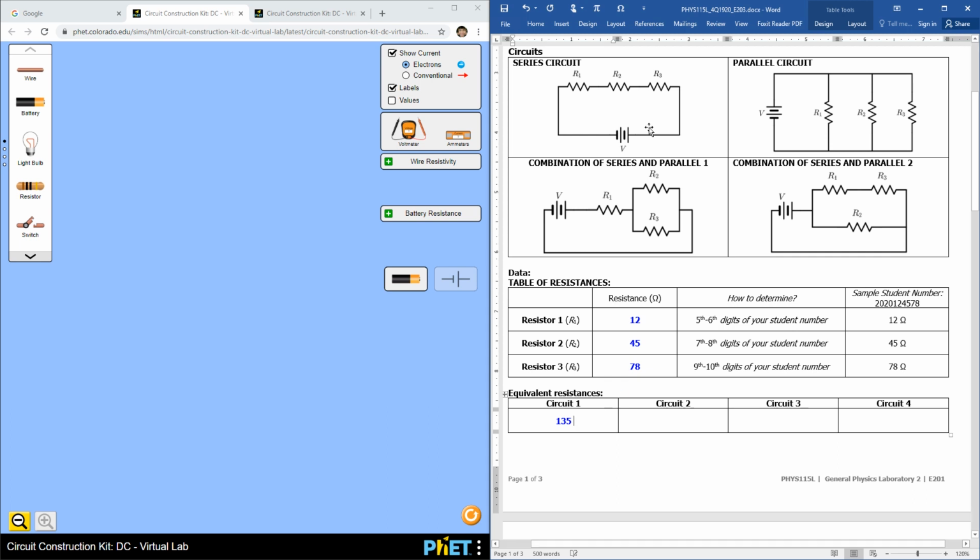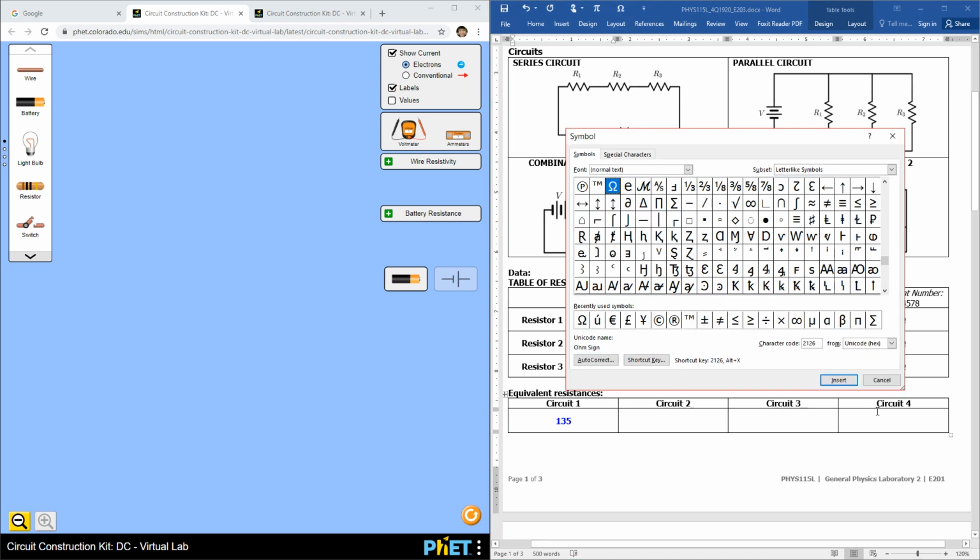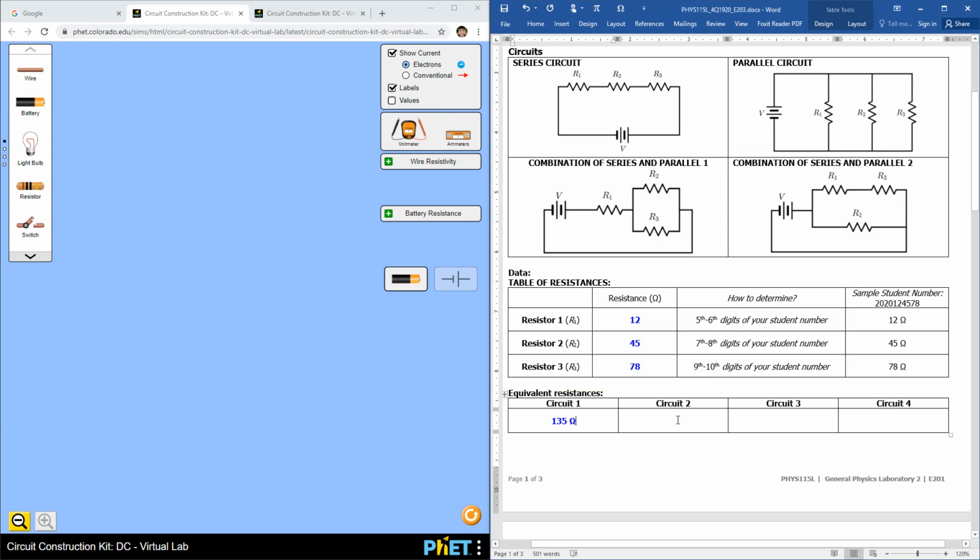Please do not forget to put in your unit in ohms. You can do the same for circuit number 2, and as practice, you compute for circuit number 3 and circuit number 4. You don't need to show the solution, just put in the value of the equivalent resistance for the rest of the circuits.